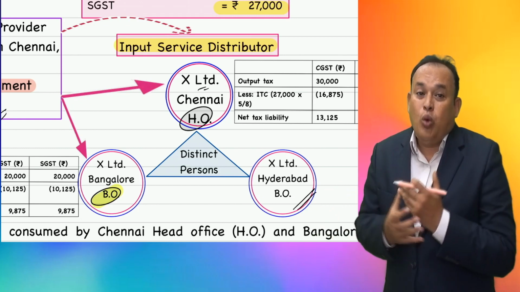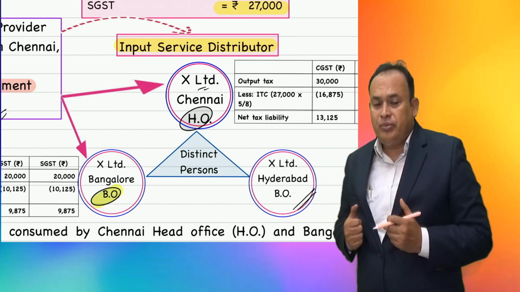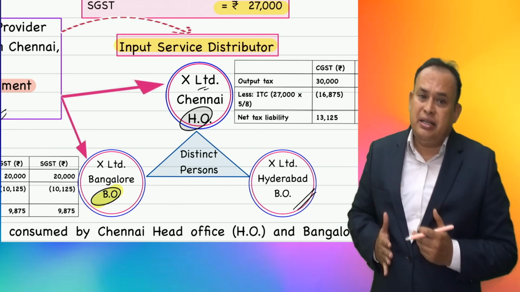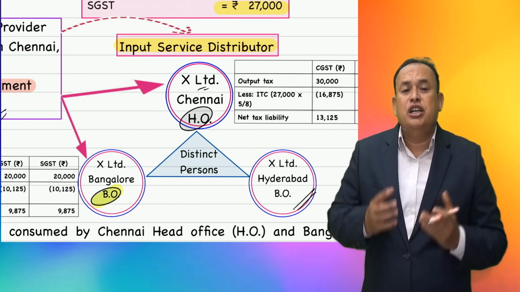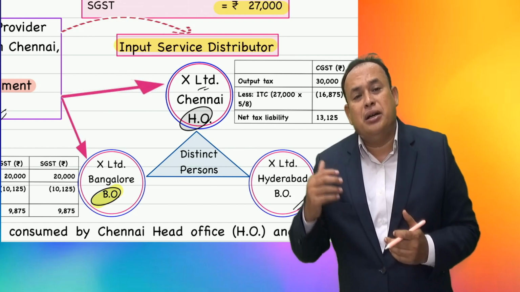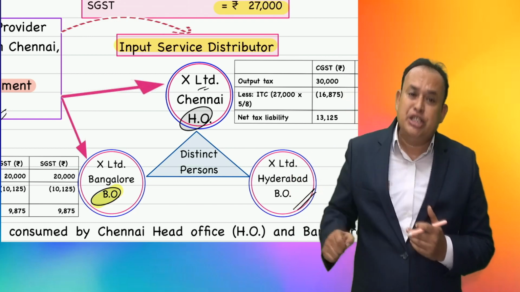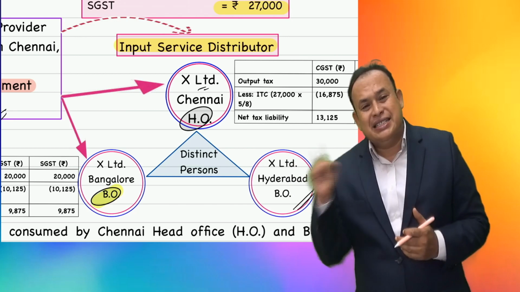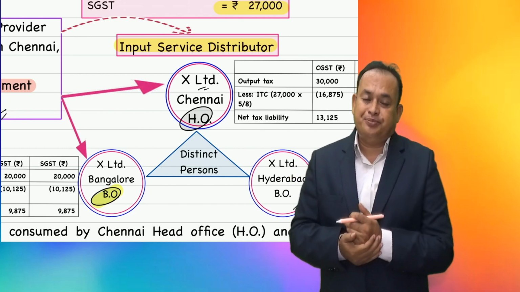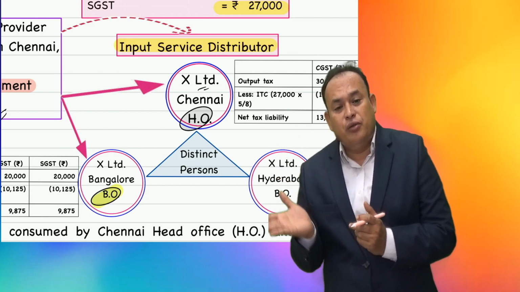Yes. Now what happened here? What proportionate amount should be sent? Section 20 says that X Limited Chennai should send the credit attributable to the branch that received the input services in the ratio of their previous year turnover. Previous year turnover.